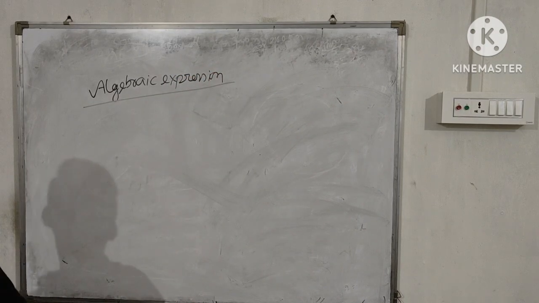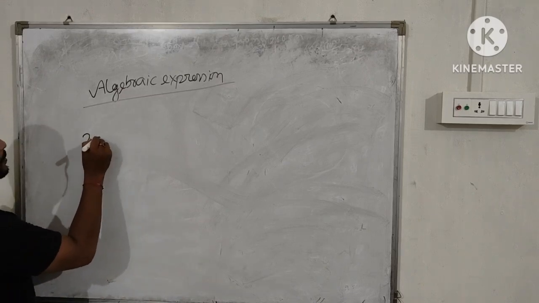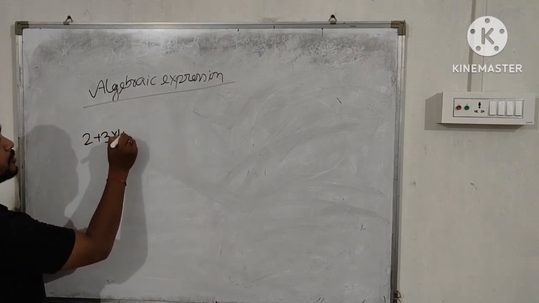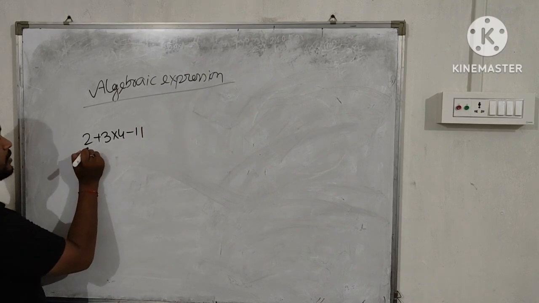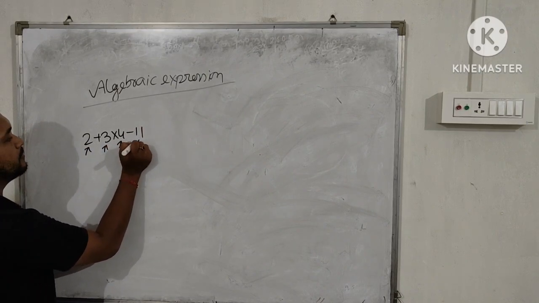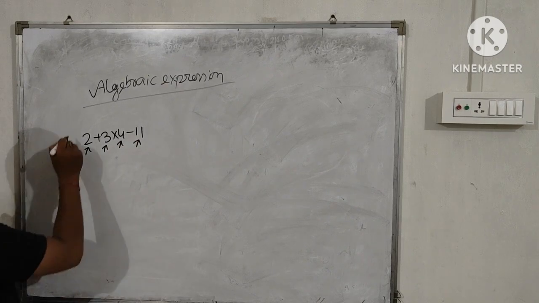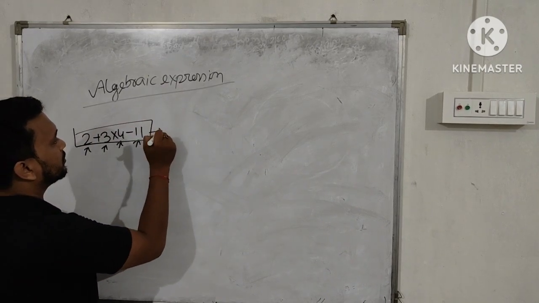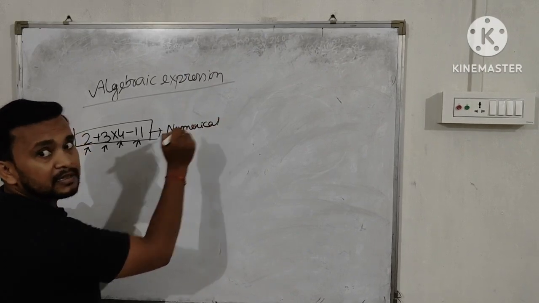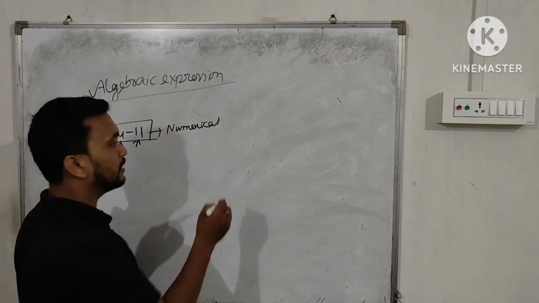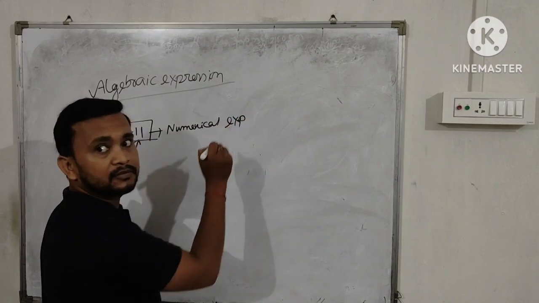So when I write 2 plus 3 into 4 minus 11, we are writing a few numbers along with some signs. This will be called a numerical expression.